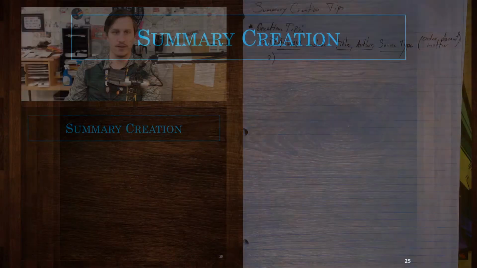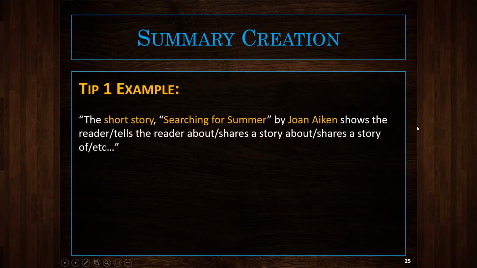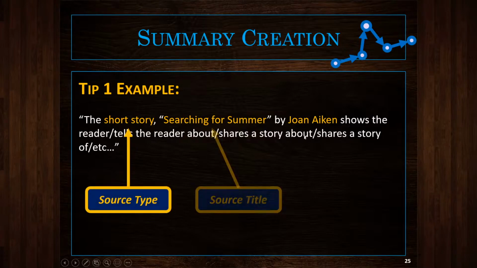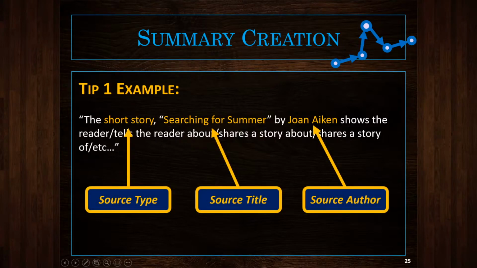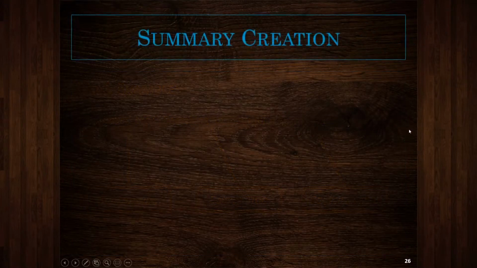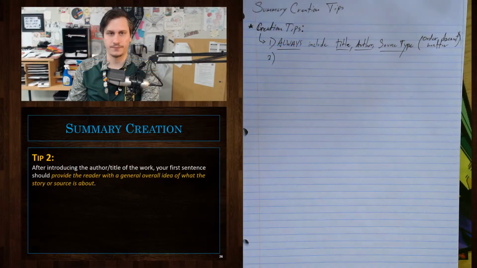Before I move on, though, I do want to give you one last example. This is a short story called Searching for Summer that I used to teach my sophomores, and I no longer really teach it because it's kind of boring. But here's my example. The short story, Searching for Summer, by Joan Aiken, shares a story of whatever. There you go. There's all the information.